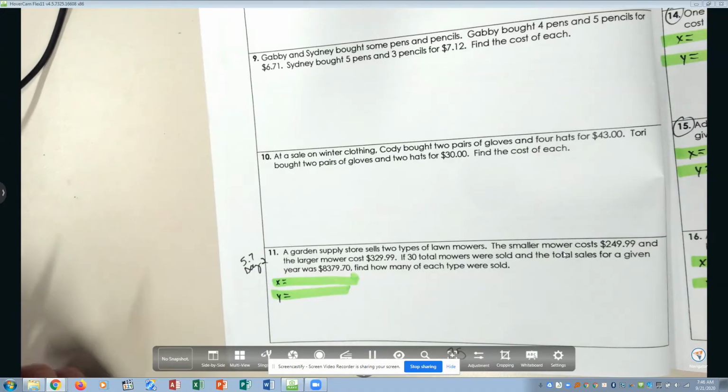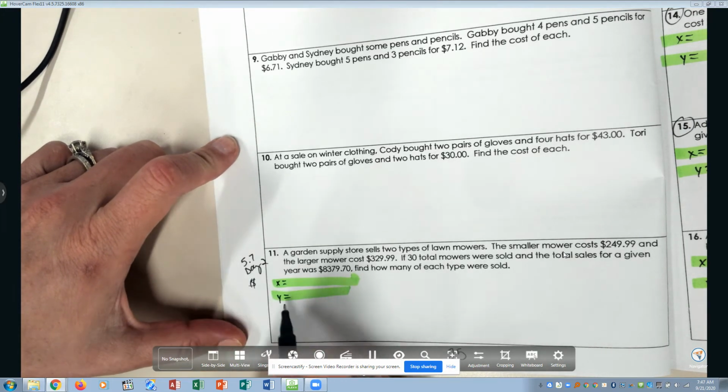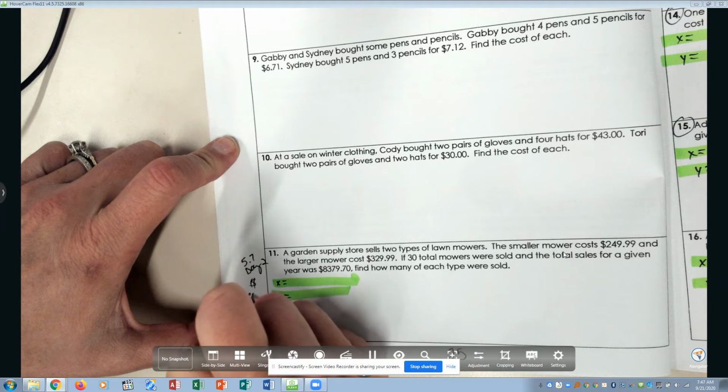All right, welcome to 5.7 day 2. So yesterday what we did was we were creating two equations in the system that were in standard form. Today it's going to be a little bit different. They're both going to be in standard form, but we're going to be dealing with two equations, one that has to do with money and one that has to do with the number of items.